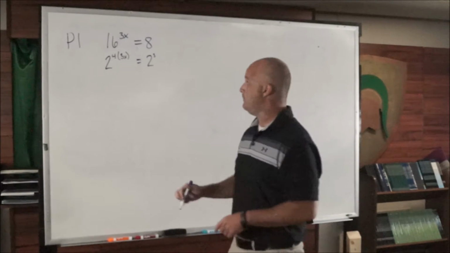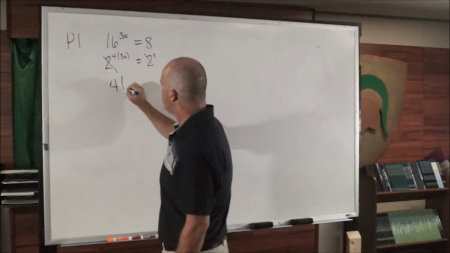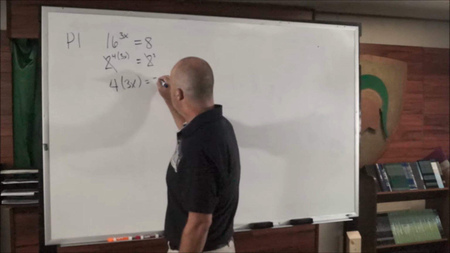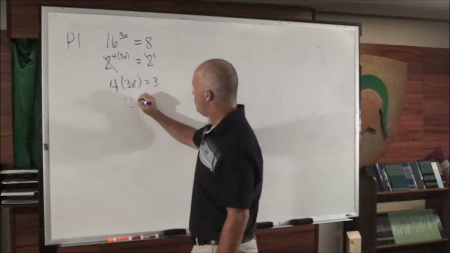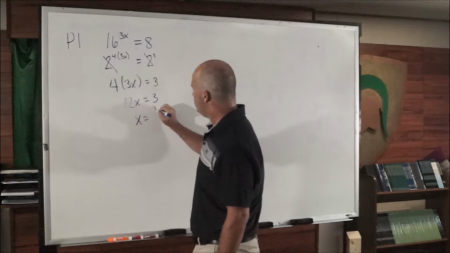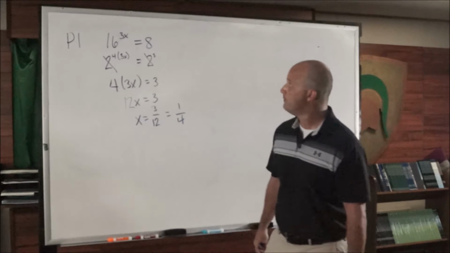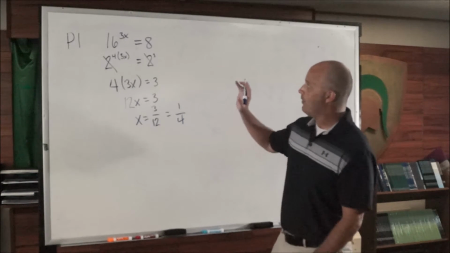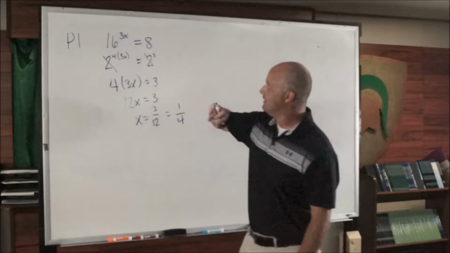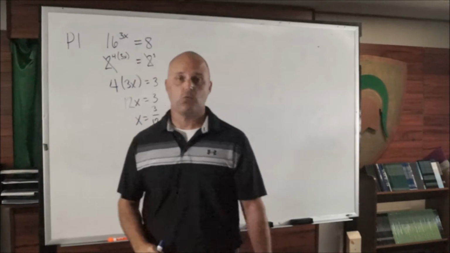That means that we can eliminate the bases and we can just work with the exponents. So we get 4 times 3x equals 3. So this gives us 12x equals 3, divided by 12. X equals 3/12, which is the same thing as saying 1/4. So if we want to know how to get from 16 to the 3x down to 8, we would have to make x 1/4.